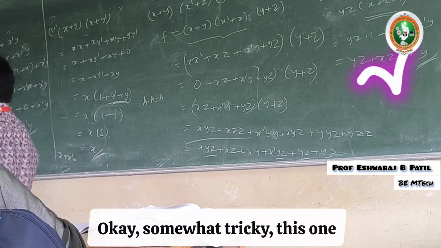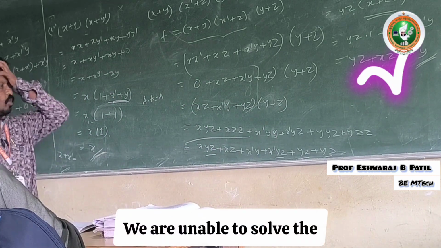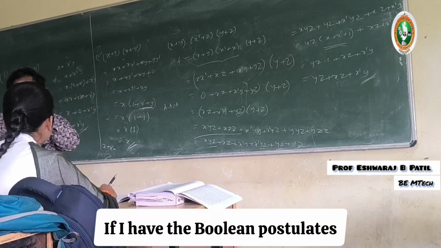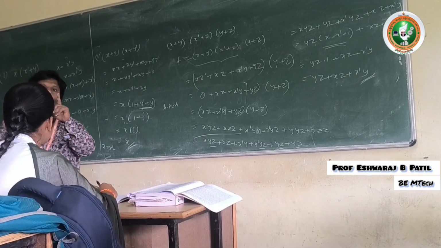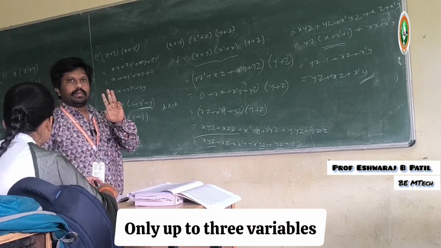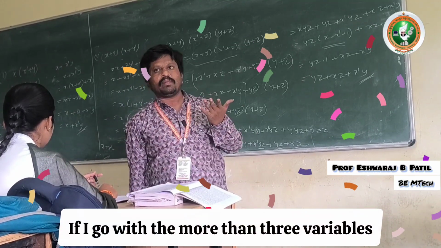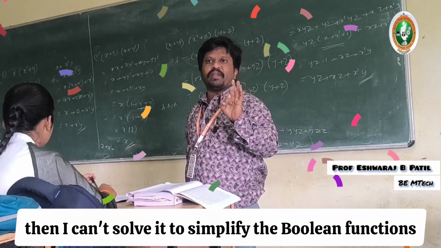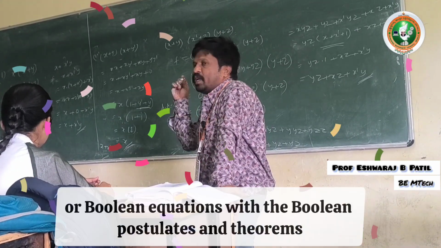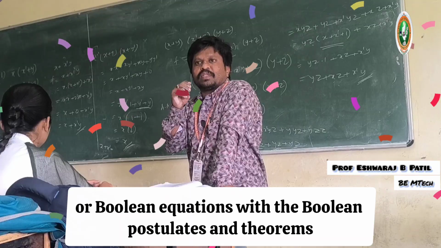Completely. Okay, somewhat tricky this one. We are unable to solve the problem with 3 variables also. The Boolean postulates and theorems can be applied to how many variables? Only up to 3 variables. If I go with more than 3 variables, then I can't simplify the Boolean functions with the postulates and theorems. These Boolean expressions are Boolean equations with the Boolean postulates and theorems.